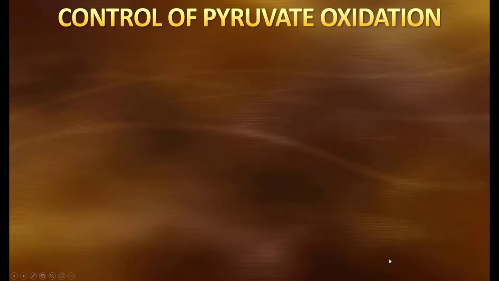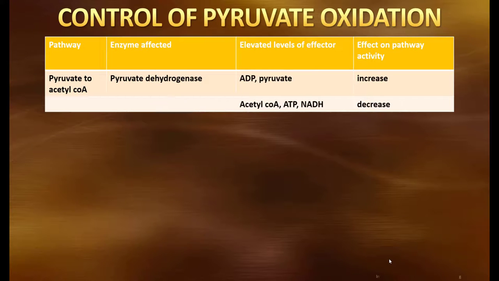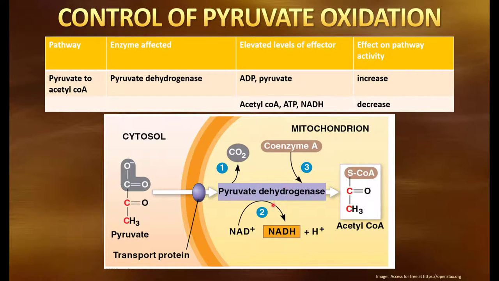Next, we have control of the next step in the pathway, which is pyruvate oxidation. Remember, we're going to convert pyruvate to acetyl-CoA, and then we're going to ship acetyl-CoA into the citric acid cycle. This step can be regulated by the enzyme that drives it here, pyruvate dehydrogenase. Take a look, the product of this stage is acetyl-CoA. So if acetyl-CoA builds up in the cell, it can come back and do a feedback and turn this enzyme off. So high levels of acetyl-CoA will cause this reaction to decrease.